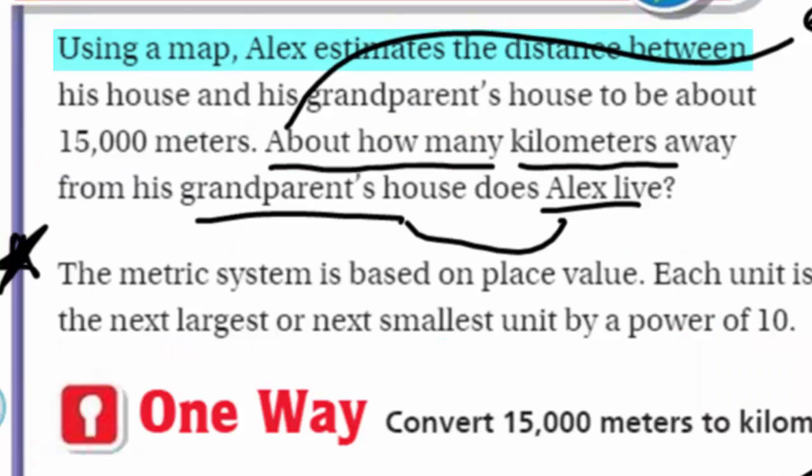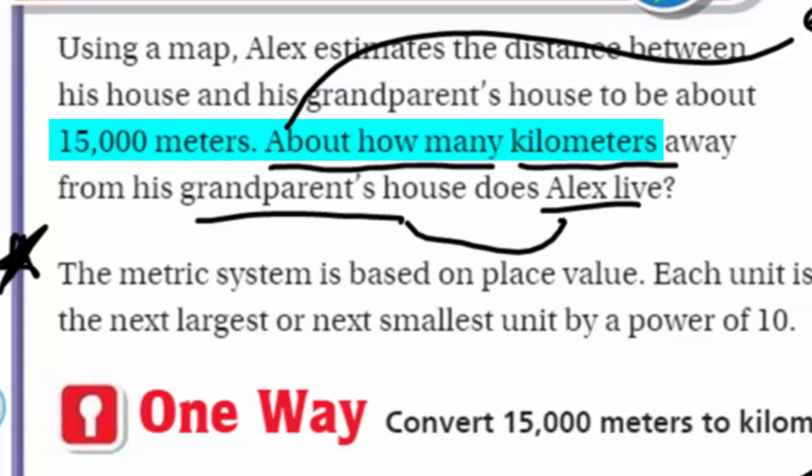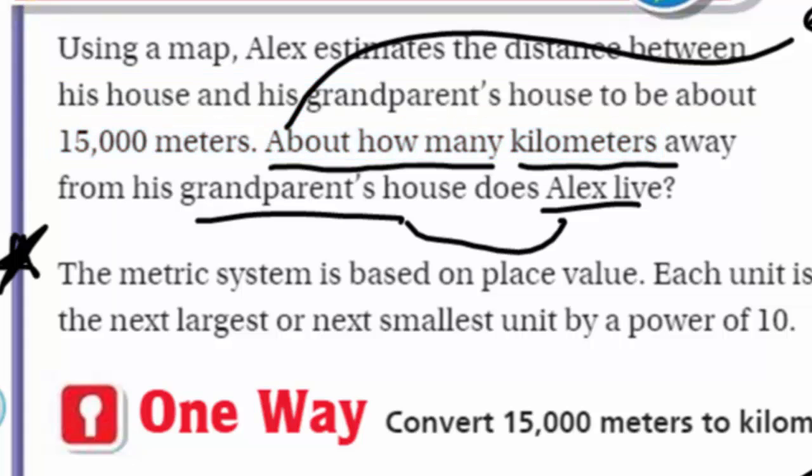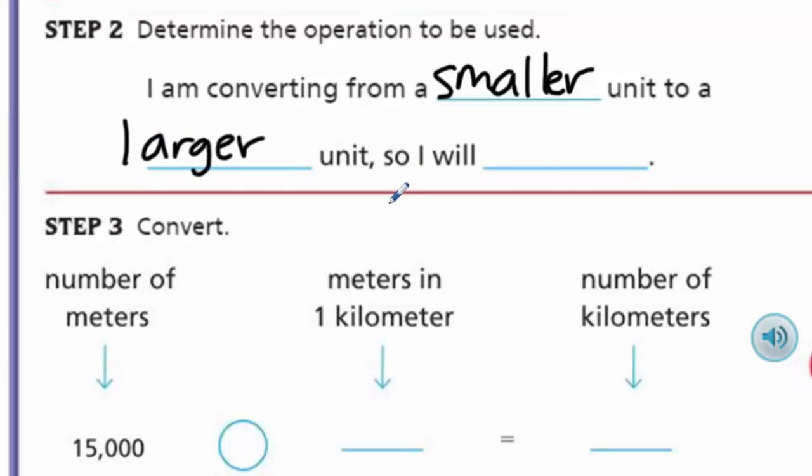The question said, using a map, Alex estimates the distance between his house and his grandparents' house to be about 15,000 meters. About how many kilometers? So meters is a smaller unit than kilometers. Therefore, I'm going to be converting from a smaller unit, meters, to a larger unit. And of course, we always know, much like the customary units, whenever we convert from a smaller to a larger unit, we're going to divide.